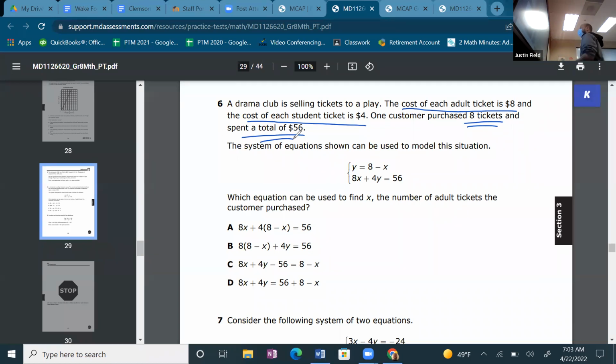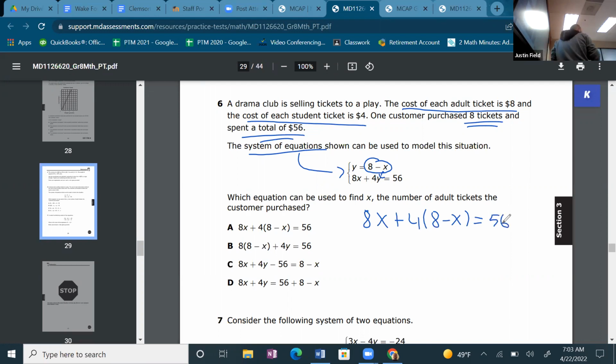Yeah, very good. So we know we have a system of equations. And we don't even have to write the system, although we could. They gave it to us. Thank you, MCAP people. Which equation can be used to find the number of adult tickets? We just have to circle the mx plus b part and substitute it for the y. So that's going to be 8x plus 4 times (8 minus x) equals 56.